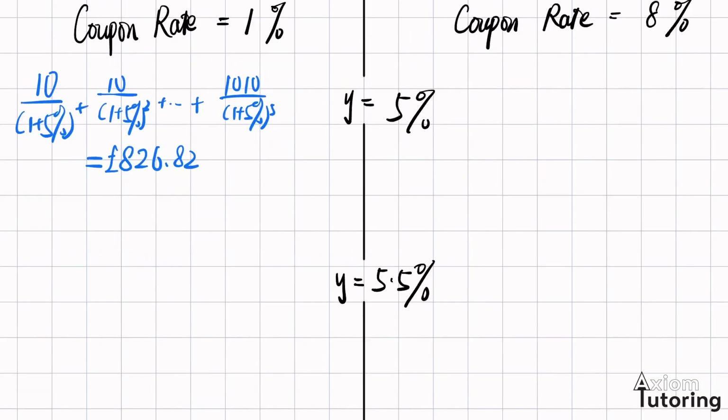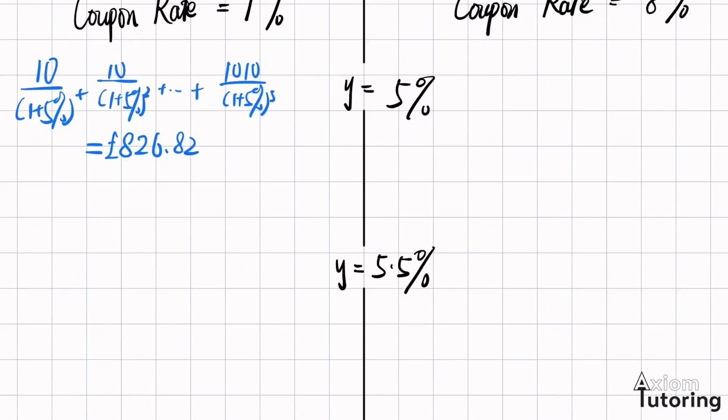Okay, so now let's increase the yield to maturity to 5.5%, which is not a drastic change, but it's going to affect our bond price. And as we know, it's going to decrease the bond price because that yield is in the denominator. Okay, so let's calculate the bond price, but using the annuity formula for the coupons, and then add the final payment of the face value.